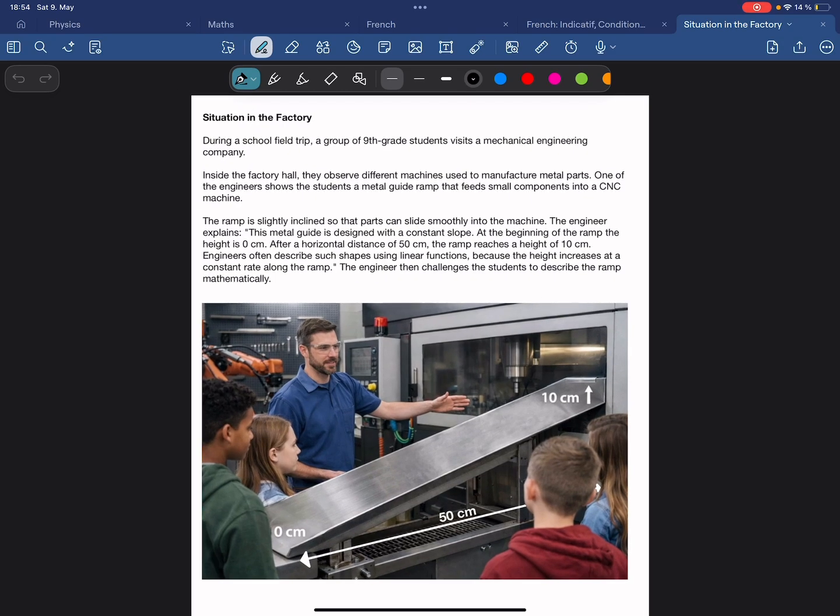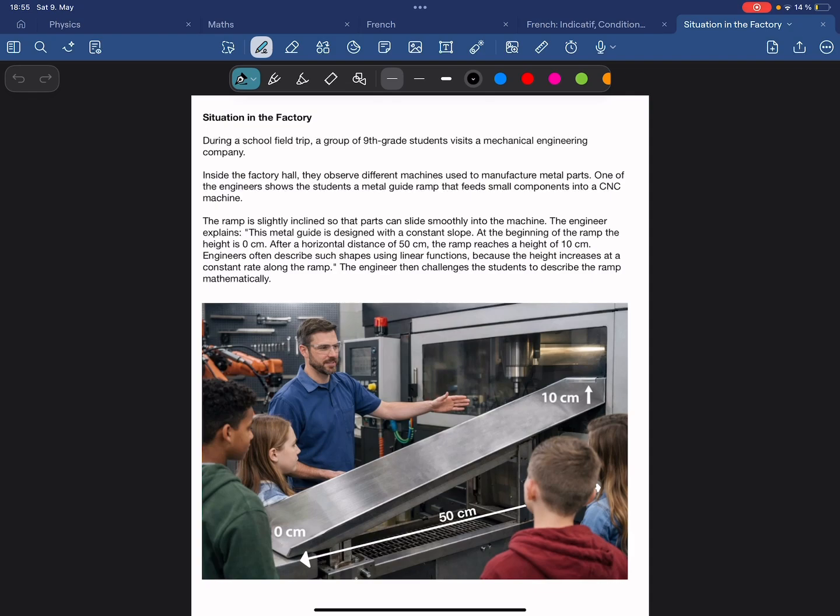During a school field trip, a group of 9th grade students visits a mechanical engineering company. Inside the factory hall, they observe different machines used to manufacture metal parts. One of the engineers shows the students a metal guide ramp that feeds small components into a CNC machine. The ramp is slightly inclined so that parts can slide smoothly into the machine. The engineer explains, this metal guide is designed with a constant slope. At the beginning of the ramp, the height is 0 centimeters. After a horizontal distance of 50 centimeters, the ramp reaches a height of 10 centimeters.